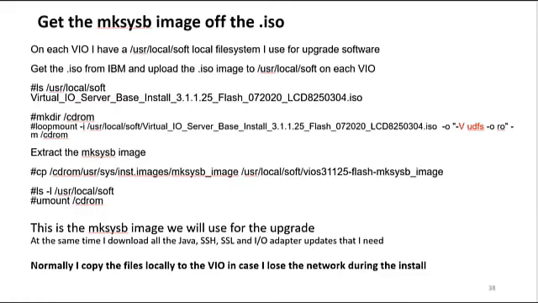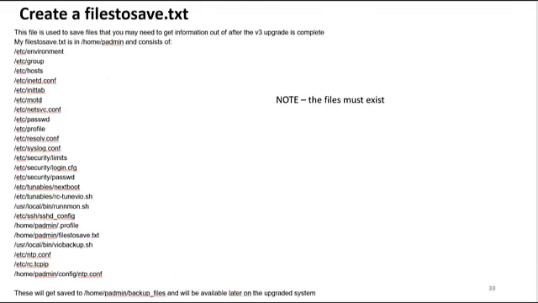So here's where we get the mksysb image off the ISO, and we do the loop mount with the UDFS. We then copy that mksysb image to wherever you want to copy it. In my case, I copied it to /usr/local/soft, and I called it the VIOS 3.1.1.25 flash mksysb image, and that's the one I plan to use for the upgrade. I also, at the same time, download any IO adapter updates and the latest Java, SSH and SSL updates, but I don't put those on my VIO server yet because when I do the upgrade, it's just going to delete them anyway.